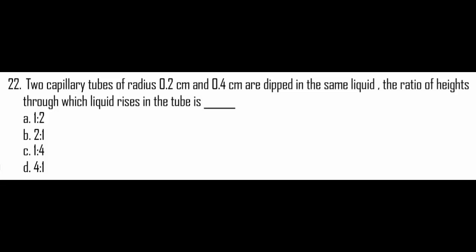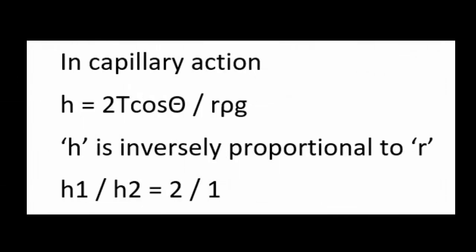Question number 22. Two capillary tubes of radius 0.2 cm and 0.4 cm are dipped in the same liquid. The ratio of heights through which the liquid rises in the tube. Now the question is basically talking about capillary action. So let us first discuss what is capillary action.